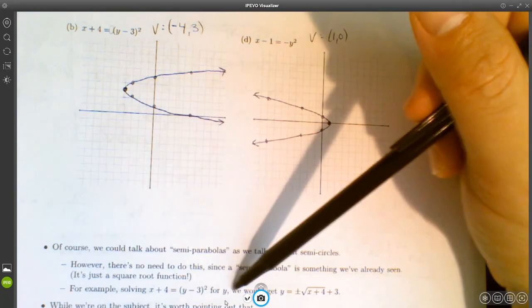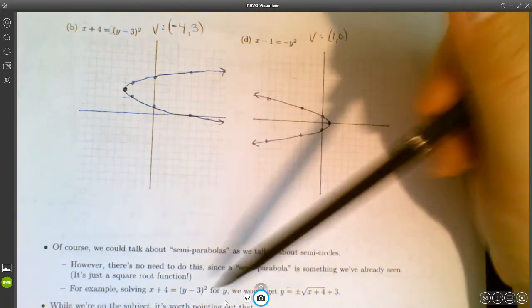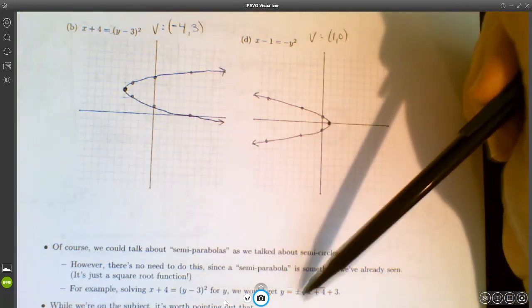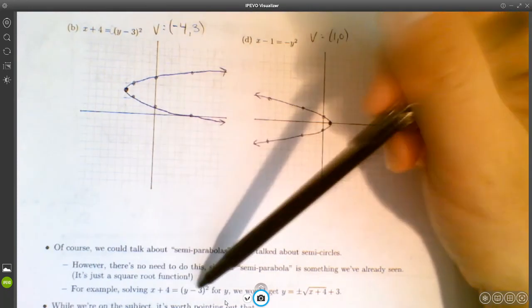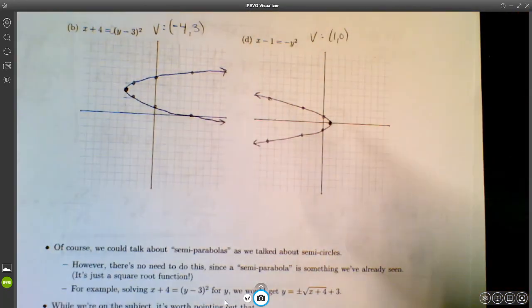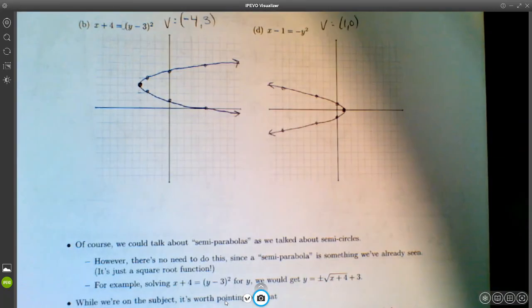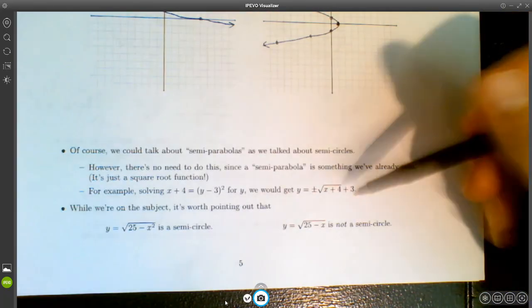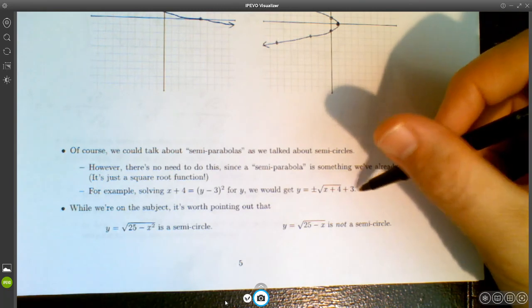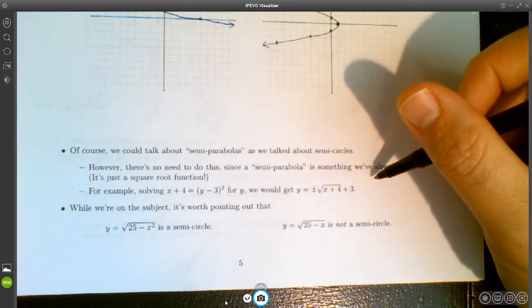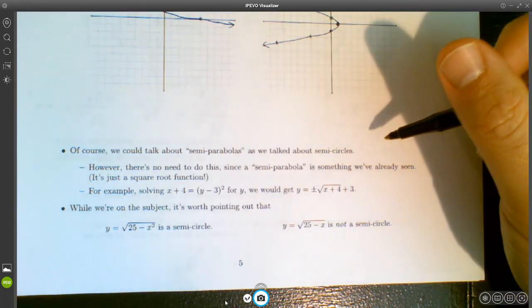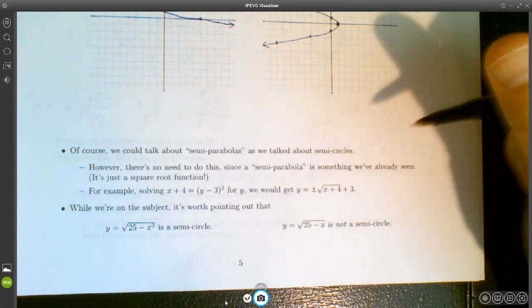Solving this for y, we would take the square root, and we would get y equals plus or minus the square root of x plus 4, plus 3, right? That's just a square root function that we know how to graph, okay? So no need to talk about semi-parabolas, they're just square root functions.